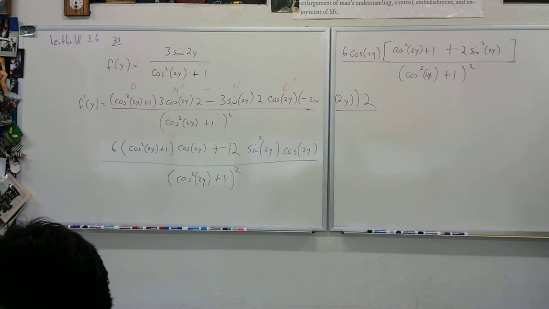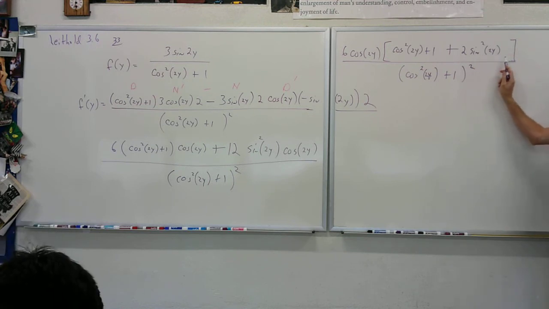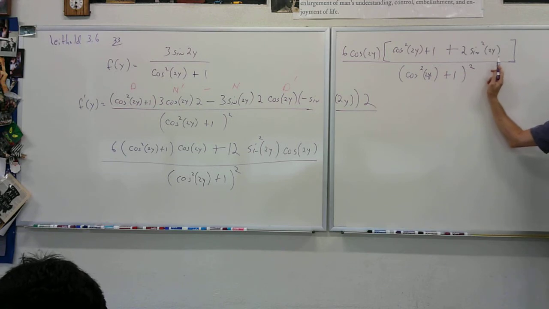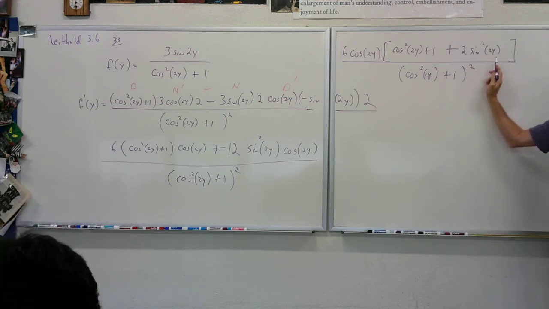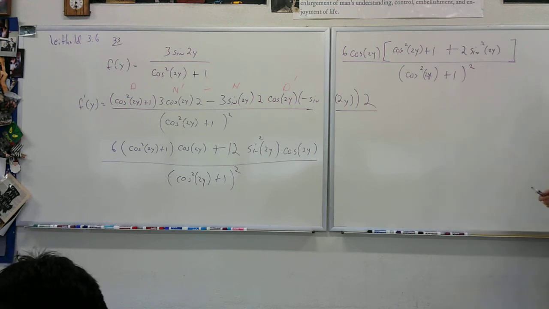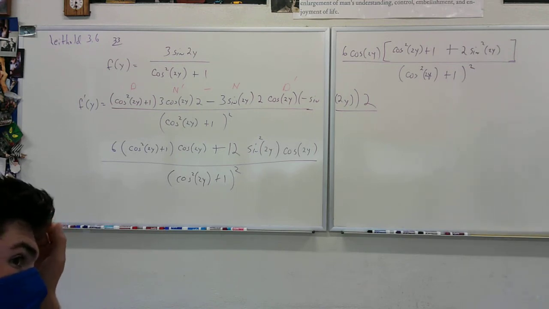Now, someone says, maybe change this into 1 minus cosine squared 2y, right? And see if that simplifies. And it might. I probably would stop there. But since I'm trying to get you to learn trig and make sure that you're happy with your trig, let's see what Mr. Leithold did.